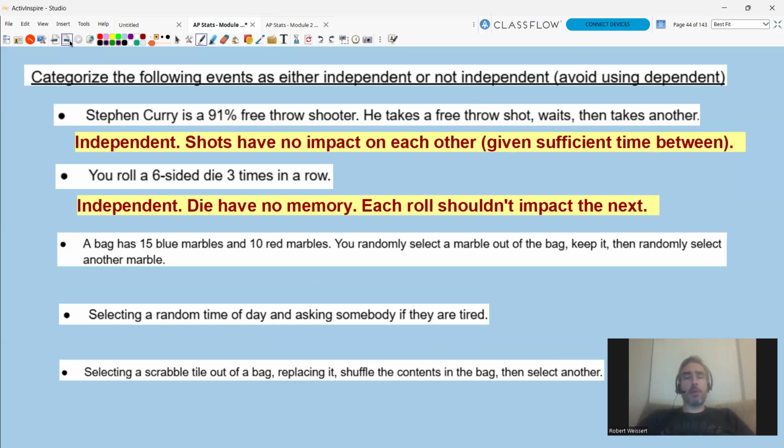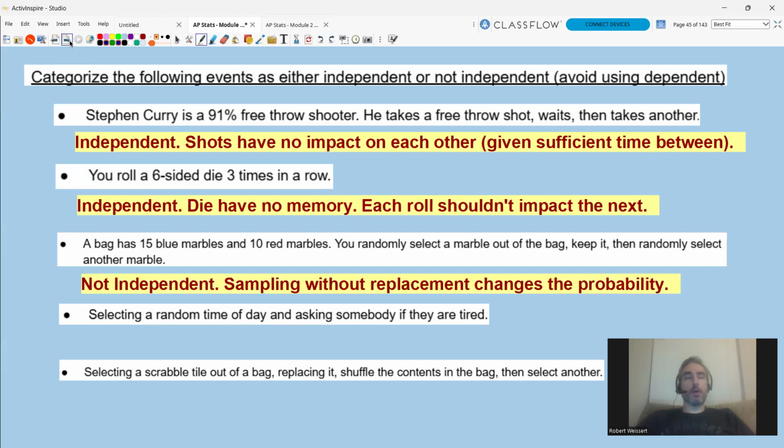A bag has 15 blue marbles and 10 red marbles. You randomly select a marble out of the bag, keep it, then randomly select another marble. Well, in this case here, we're sampling without replacement. So we're not putting it back. The probability is going to change. They're not independent.